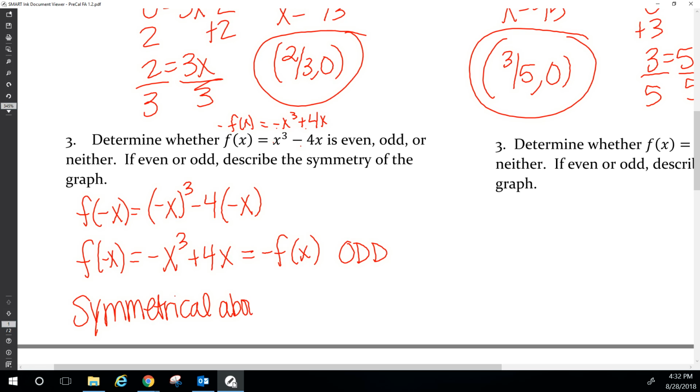So remember, even functions are symmetrical about the y-axis, odd functions are symmetrical about the origin. I don't think they get it.